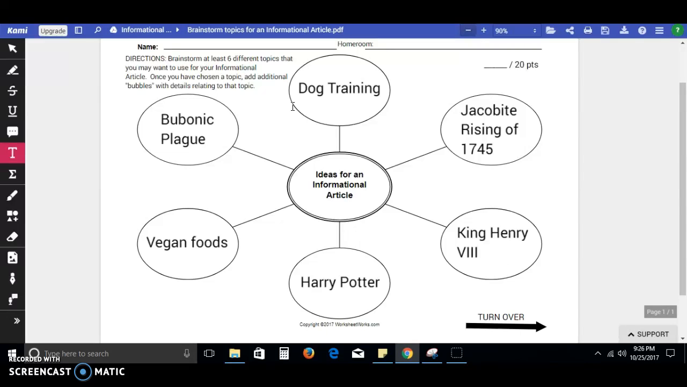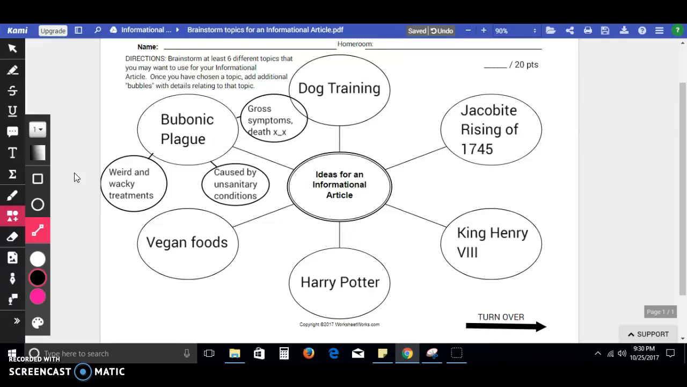So now that I have my 6 topics, I need to do the second part of my directions. It says, once you've chosen a topic, add additional bubbles with details relating to that topic. So I think that I am going to write about the bubonic plague because that sounds like a fun idea today. So I'm going to pause the video and let you add some details about whichever topic you're choosing. And I'm going to add my details, and then we'll come back together once you hit the play button again. So go ahead and pause, figure out what you're going to write about, and add some details.